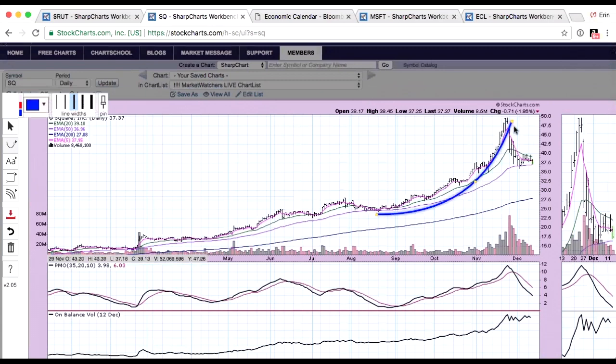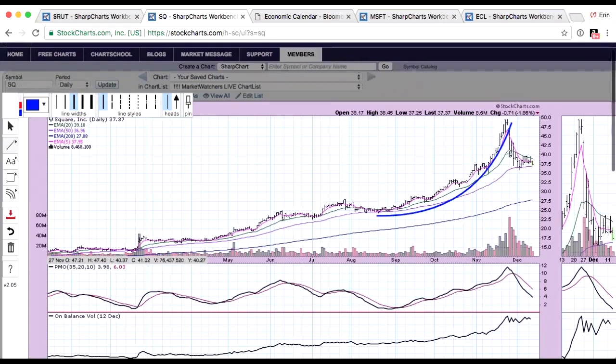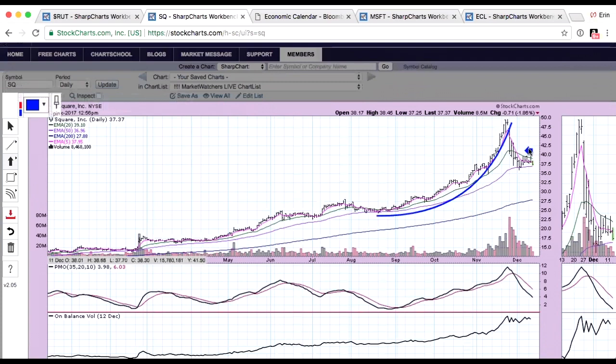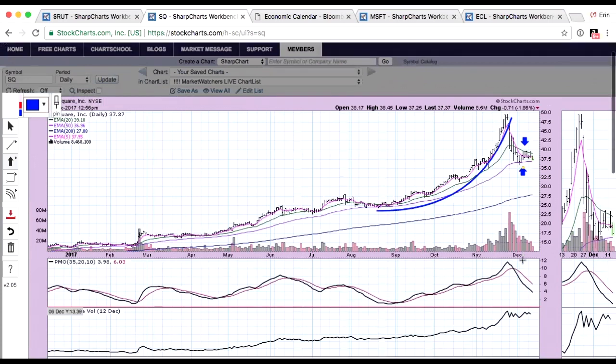So now I guess the question is, all right, well, have we found that area of support? We're holding on to that 50-day EMA, but look at the 20-day. It can't seem to get back above that 20-day EMA. I'm going to actually mark these. There we go. So actually, let's use an arrow tool. There we go. So I would be looking at the fact that we've held the 50-day, but we're not able to get above that 20-day. I'm not seeing any positive look yet on the PMO.